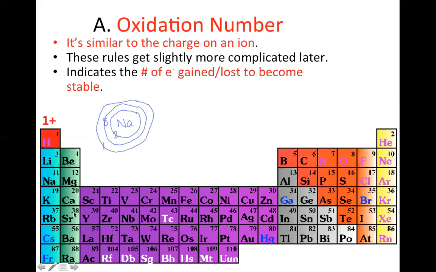Okay, now let's look at group 2. So say we are looking at magnesium. Magnesium, like sodium, would also have 3 energy levels if we were to draw its Bohr model. In the first principal energy level, we have 2 electrons. In the second one, we have 8. And then in the third one, we have 2, because magnesium has 2 valence electrons.